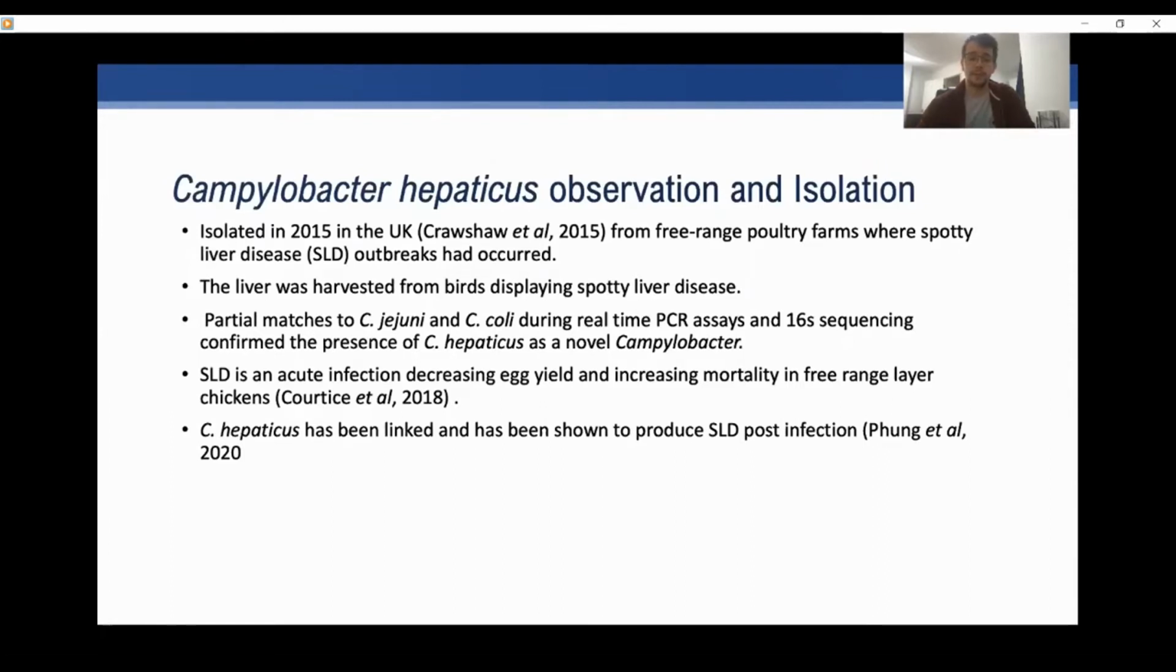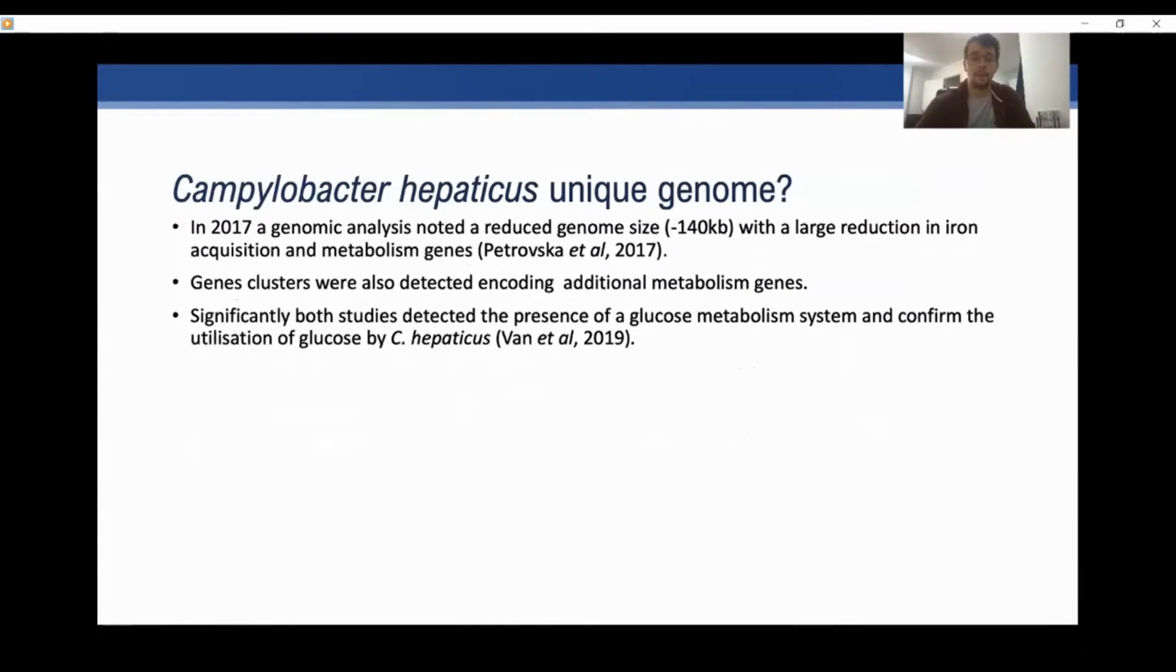Spotty liver disease has been linked to Campylobacter hepaticus, and recently an infection model was developed where chickens were infected with C. hepaticus and later went on to show symptoms of spotty liver disease. So this suggests that C. hepaticus plays a major role in causing spotty liver disease among poultry.